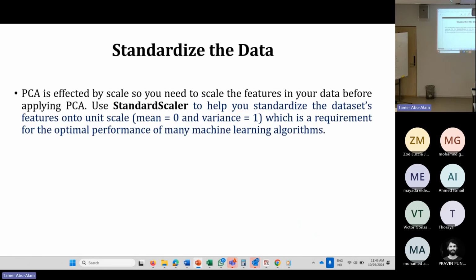So why do we need to standardize? This is just some text to tell you why we use the standard scale. Because the principal component is affected by the scale of the data, we need to scale down or scale up our data. We need to reduce the data so that no data is weighted much higher than the other. This is why we added the standard scale.